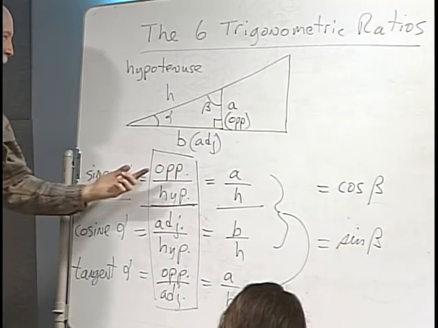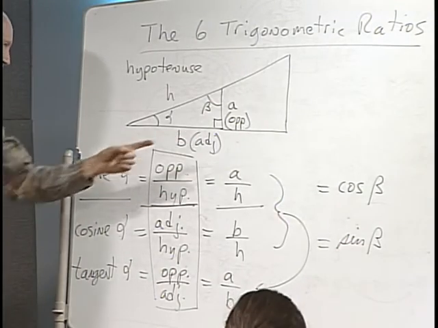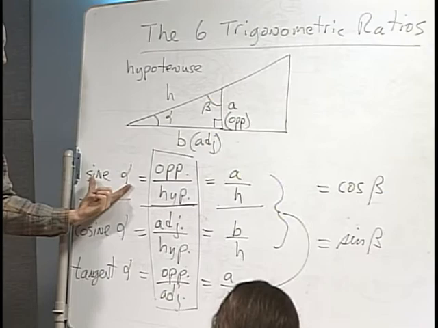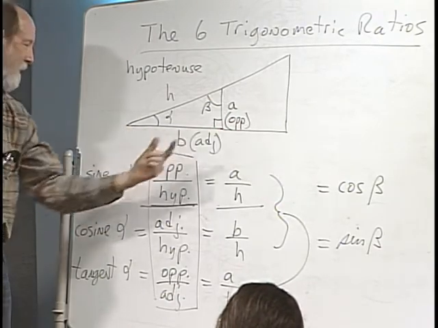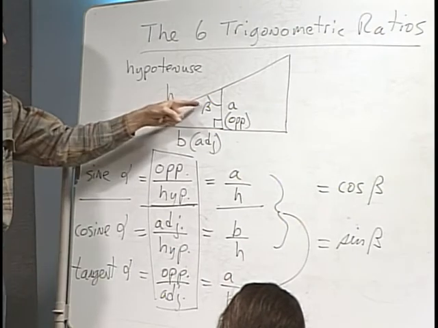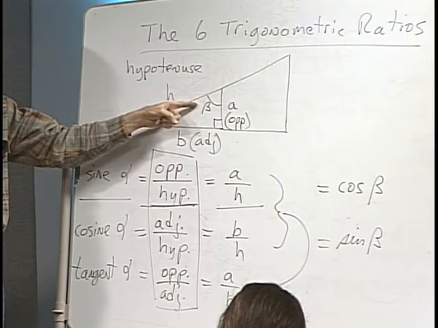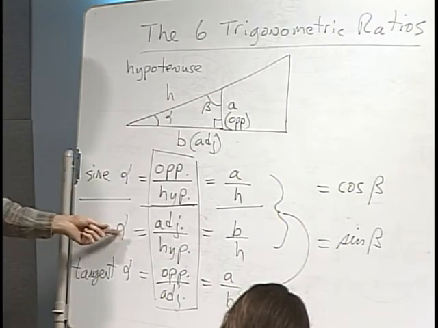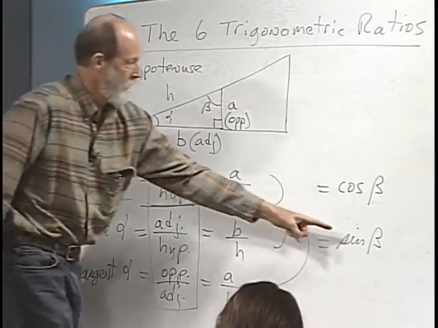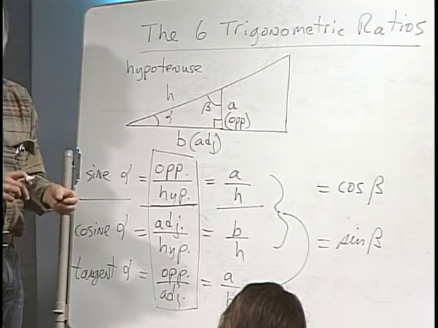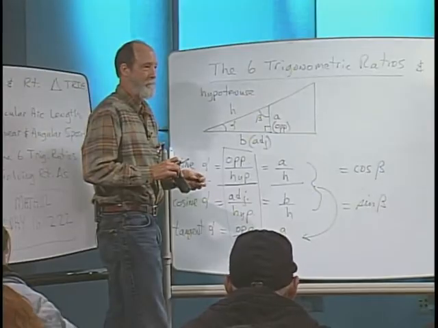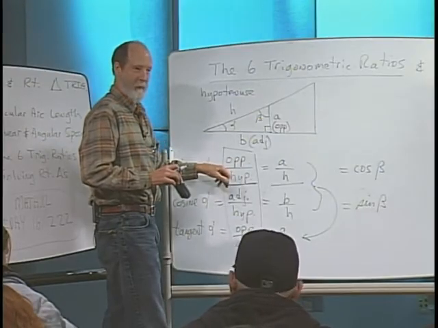So the relationship you see between the complementary angles sits right here. The sine of alpha equals the cosine of beta. Sine of alpha equals the cosine of its complementary angle. And the cosine of alpha equals the sine of beta. Okay, that's confusing to most people.